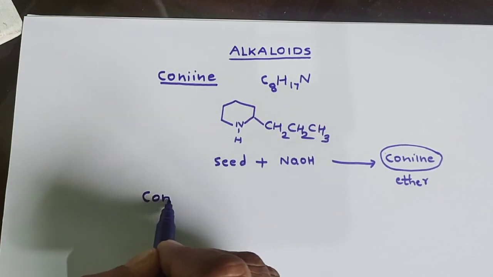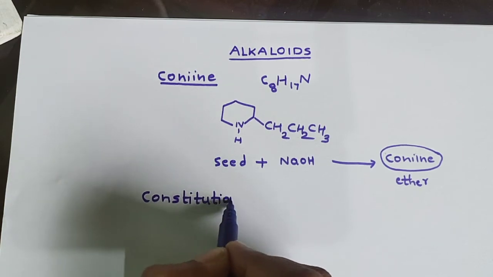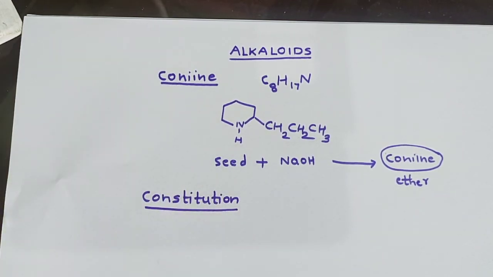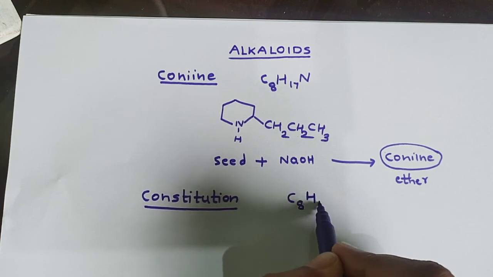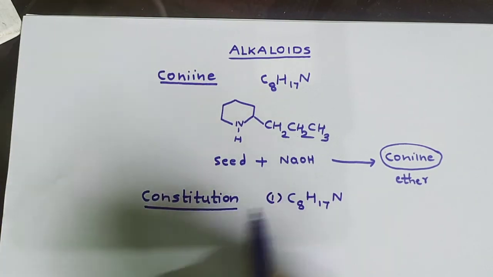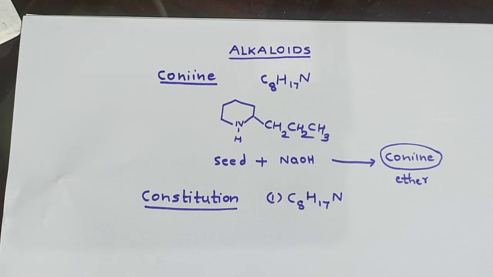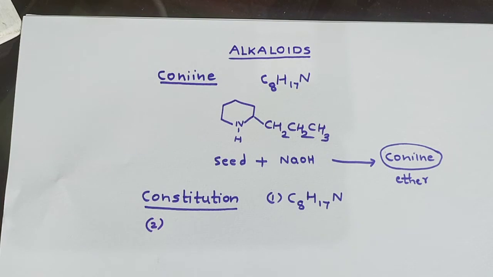Now let us discuss the constitution, or the structural elucidation, of choline. From the analytical data and molecular weight determination, the molecular formula of choline is found to be C8H17N. This is the first one. Second, now how the structure was elucidated is what we are doing.